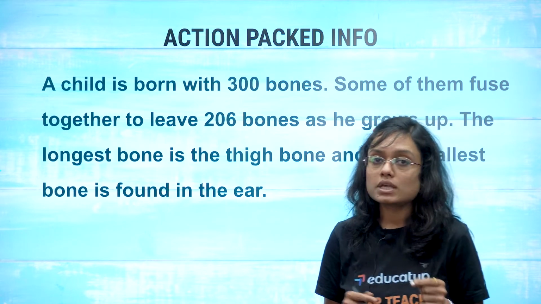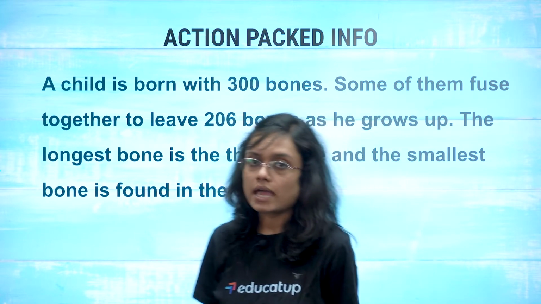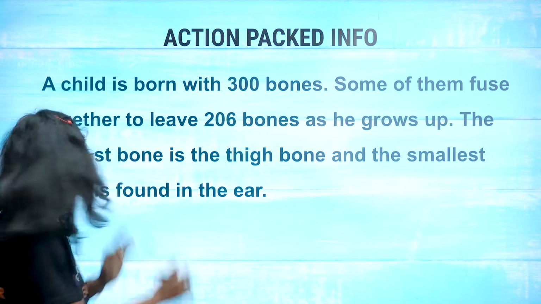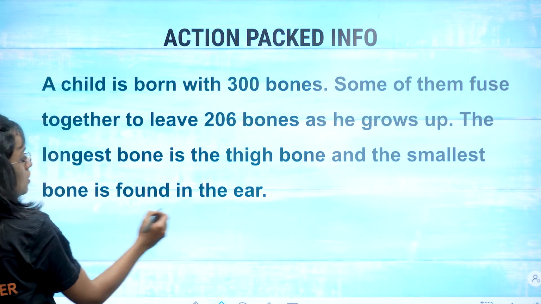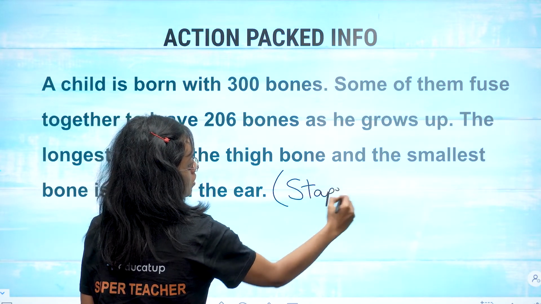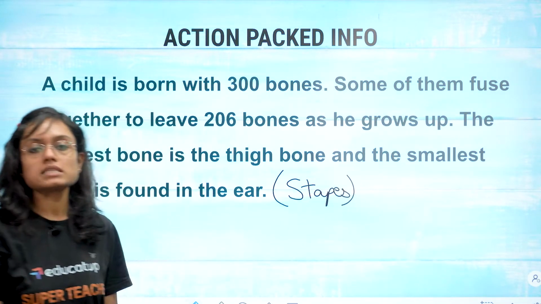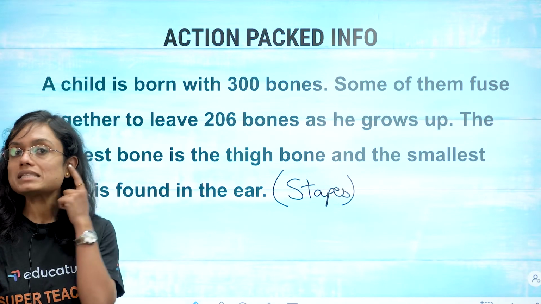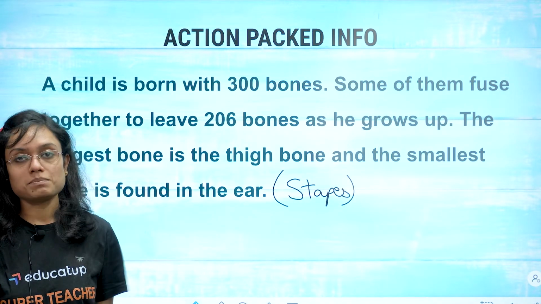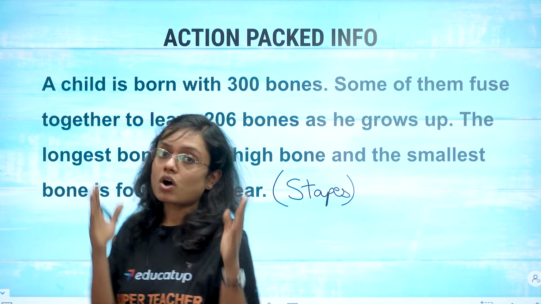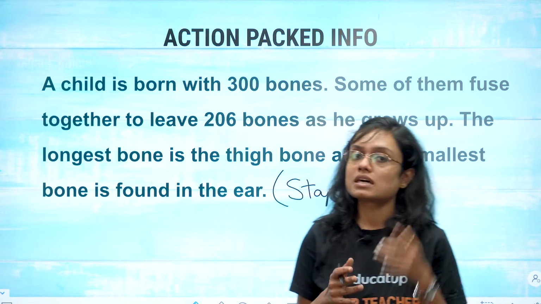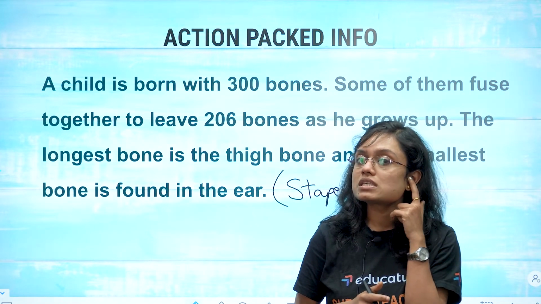The longest bone is the thigh bone, which is the femur, I have told you already, and the smallest bone is present in our ear, which is known as stapes. The smallest bone present in the human body is stapes, and it is present in our ear. So the longest bone in the human body is the femur, which is the thigh bone, and the smallest bone is the ear bone, the stapes.